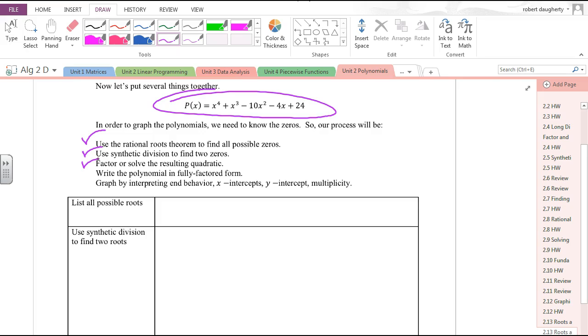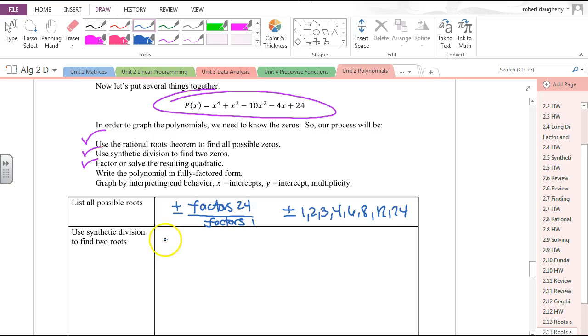So the possible roots for this polynomial, that's plus or minus the factors of 24 divided by the factors of 1. That list is plus or minus 1, 2, 3, 4, 6, 8, 12, 24. Those are all the possible rational roots, okay? Let's start with 1. Well, if 1 works, the numbers should add to 0. Look at the coefficients. 1 plus 1 is 2. 2 minus 10 is -8. -8 minus 4 is -12. That does not add to 0. So 1 is not a solution.